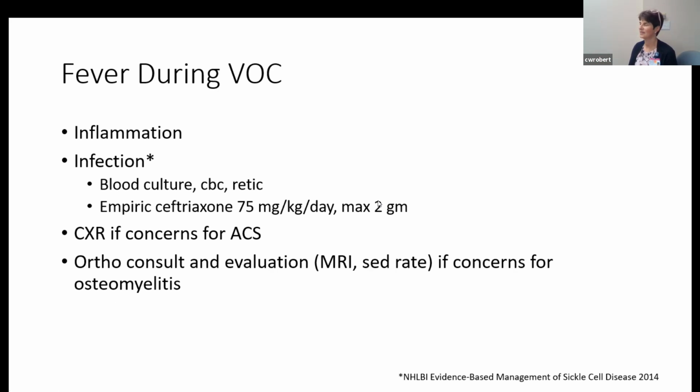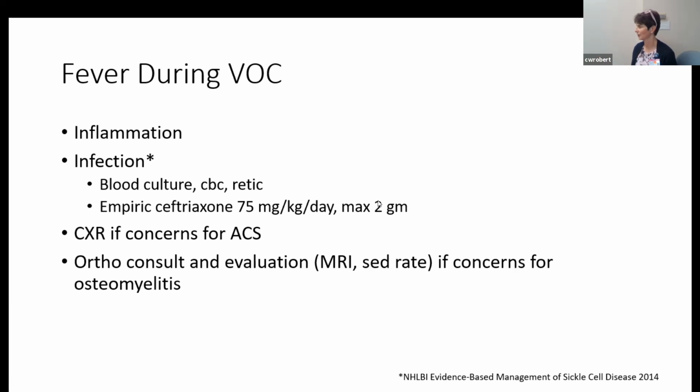This is also per those 2014 NIH guidelines, but the minimum workup we recommend is CBC and a retic. The reason for that retic is that if they have some viral suppression, aplastic crisis, you may pick up an inappropriately low retic for their degree of anemia, because maybe some virus triggered this pain crisis. And then blood culture and a dose of ceftriaxone.